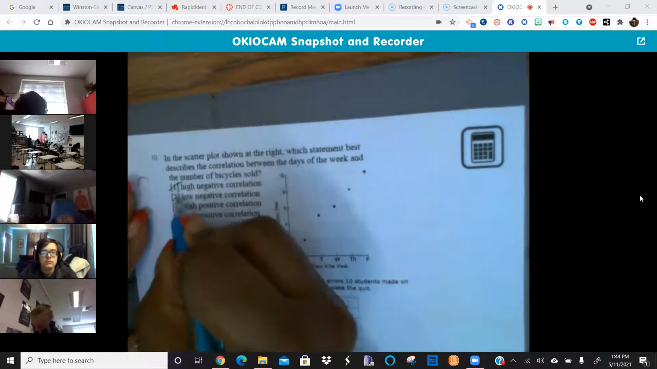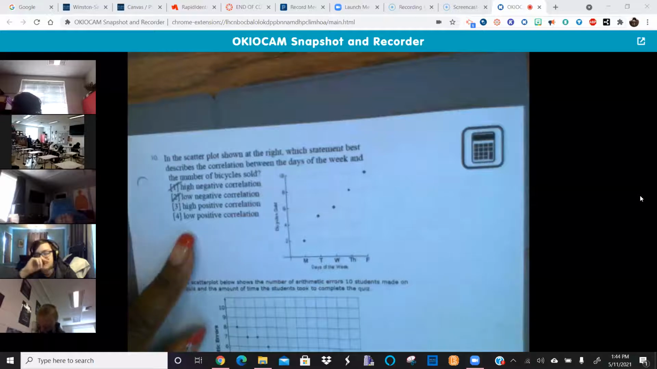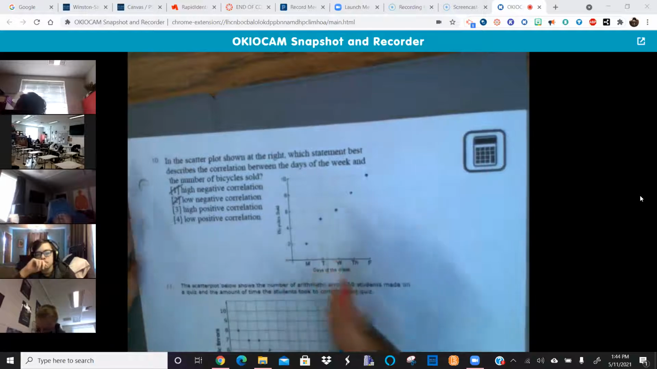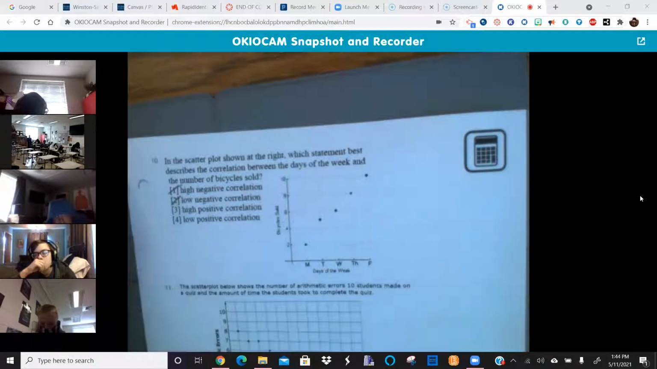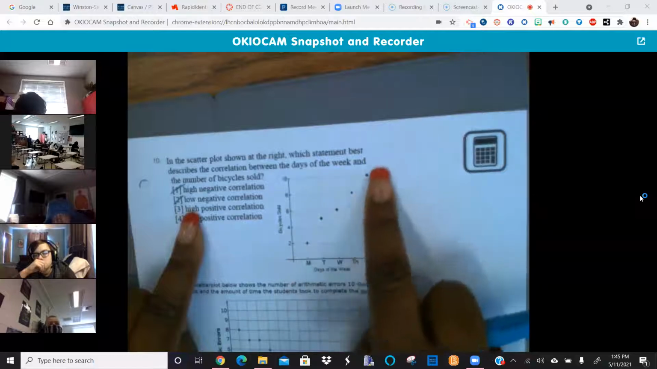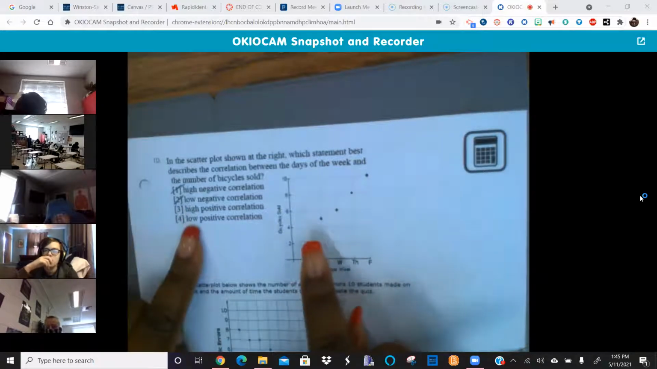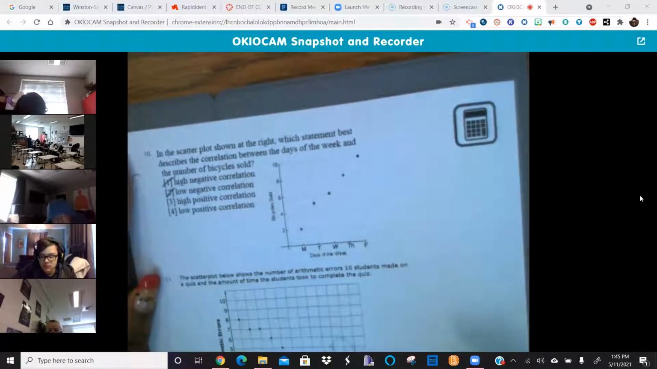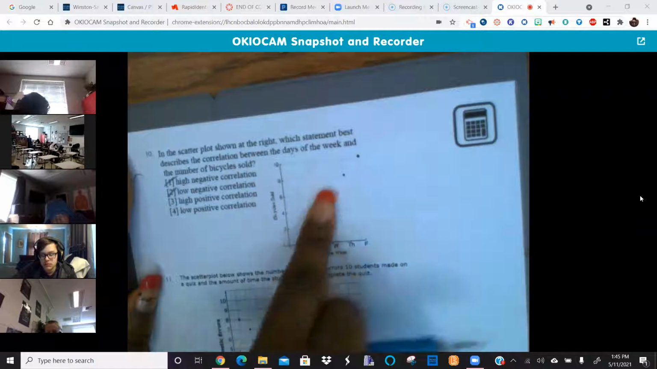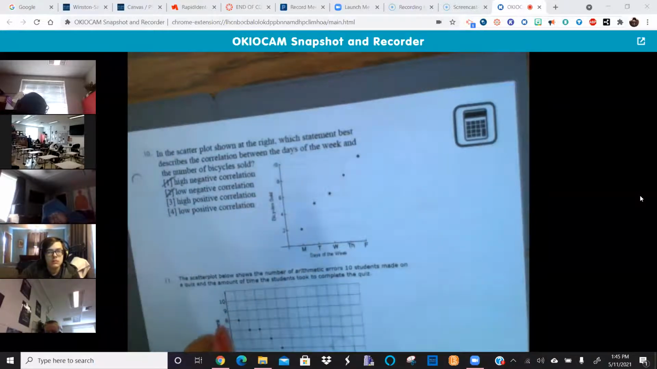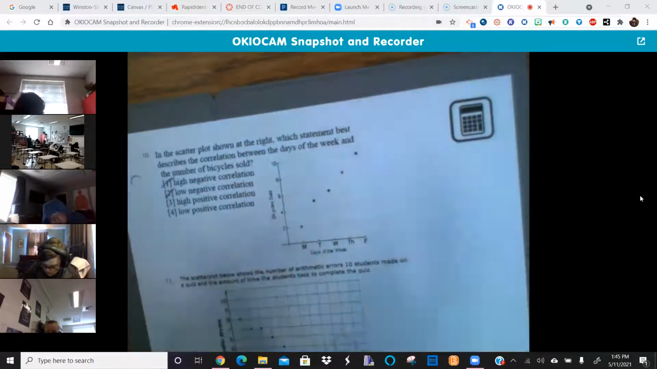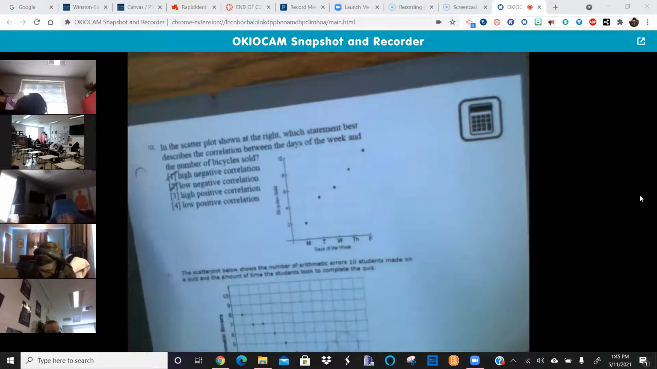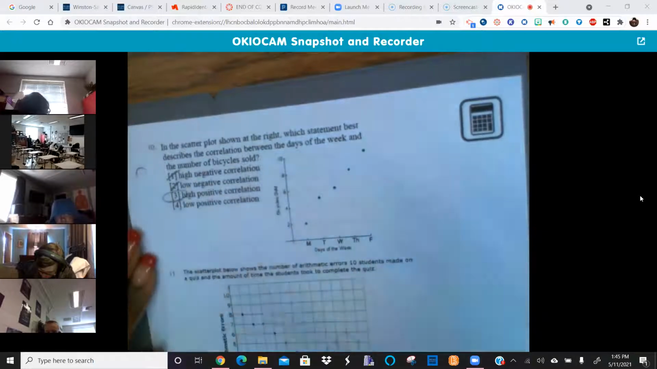So let's mark off the negative ones. It says high and low. Weird wording to use, but what they really mean is that high is saying strong and low is saying weak. They have the same meaning. Is this a strong correlation or a high correlation, or is it a low or weak correlation? It is very high. Okay, because these points almost form a straight line. The fact that they can almost form a straight line, that's what makes this a strong positive correlation. So your answer here is 3.